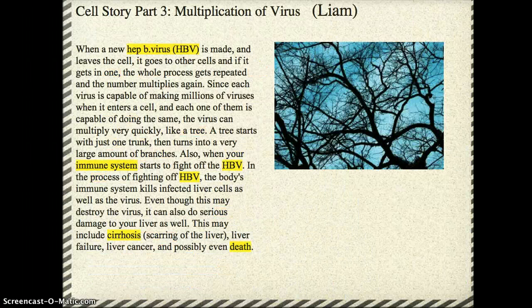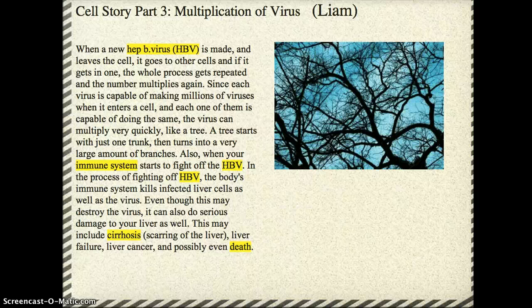So, when each hepatitis B virus is made and leaves the cell, it goes to another cell and then makes many more of itself, and then each one of them makes many more of them, and it multiplies very quickly, even if you start with just one virus.